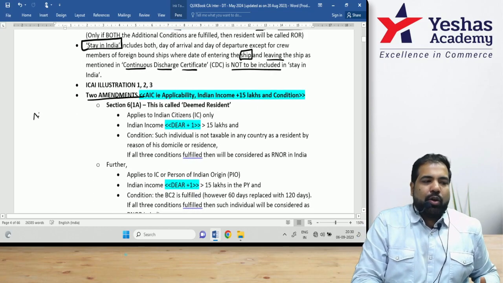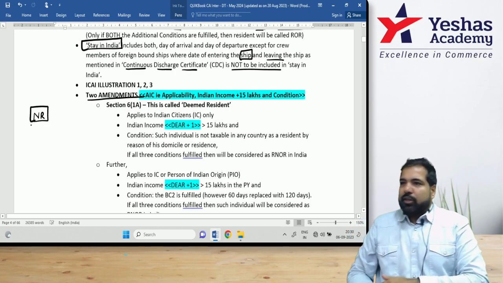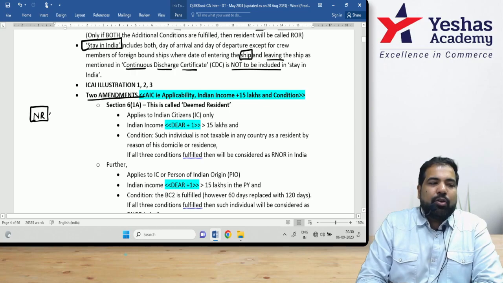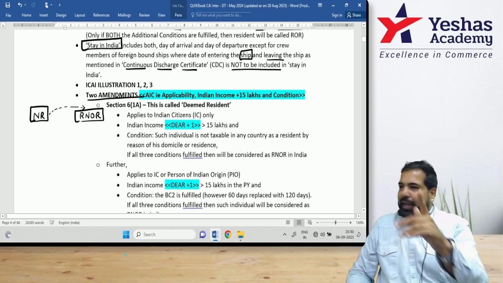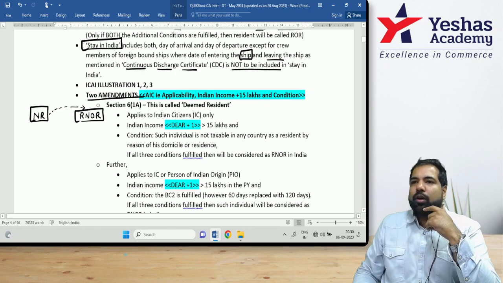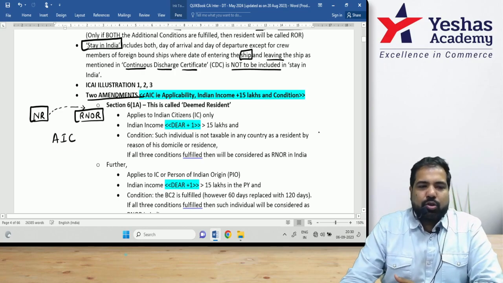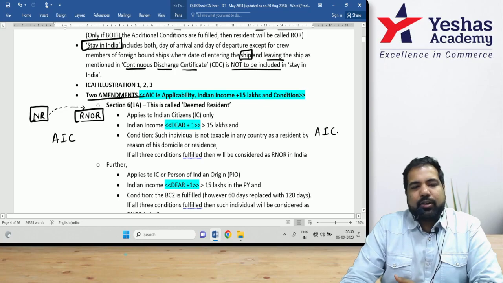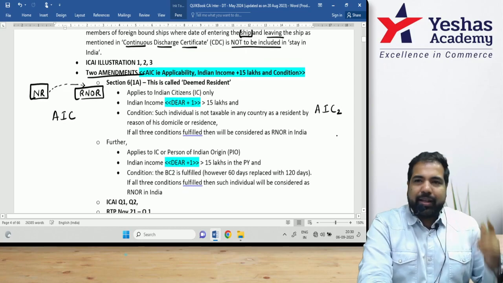Guys, if you are a non-resident, who are you? The government taxes you on which income? Indian income. But sometimes they feel a non-resident can be converted into what, guys? RNOR. Guys, so these two amendments apply only to whom, guys? NR. So that we can convert them into what? RNOR. And there are two amendments. AIC is the shortcut and AIC2 is the shortcut. Guys, these are shortcuts only for you and me in the classroom and this video.